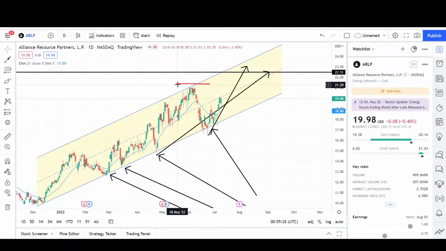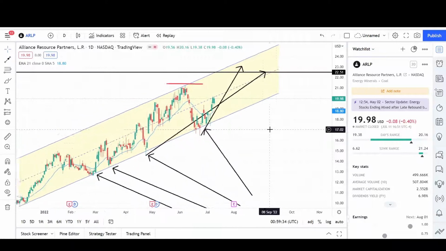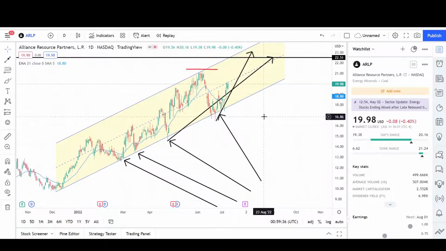So I'm looking for a new high, and then the mid 20s to the high 20s is probably my next target after that. What would make me change my mind is that we find a lot of resistance maybe at this $21 level, and then we just start downtrending.